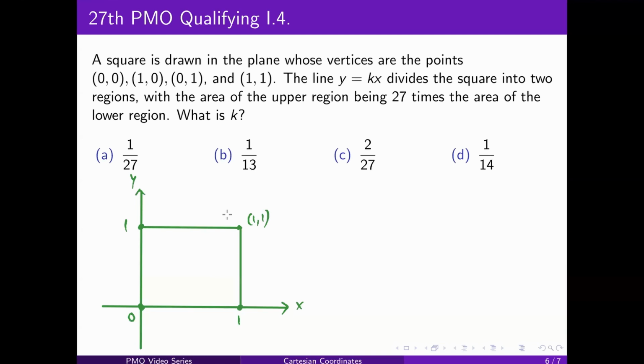And you want to draw the line y equals kx. Now you'll notice, if you try drawing y equals kx for some value of k, you'll observe that it's a line that passes through the origin, right? So that's a hint already for this item. It's a line passing through the origin because (0, 0) satisfies that equation. So it must look maybe something like this or something like this, okay? And it divides the square into 2 regions, with the area of the upper region being 27 times the area of the lower. So we want to find k. Now, pause the video again and try this out on your own.